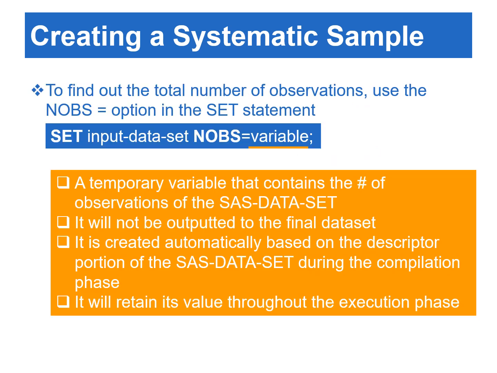One way to determine the total number of observations is by utilizing the NOBS equals option in the set statement. The variable specified by the NOBS equals option is a temporary variable that contains the number of observations in the input dataset. It will not be written to the final dataset. The variable is created automatically, based on the descriptor portion of the input dataset, during the compilation phase. It will retain its value throughout the execution phase.